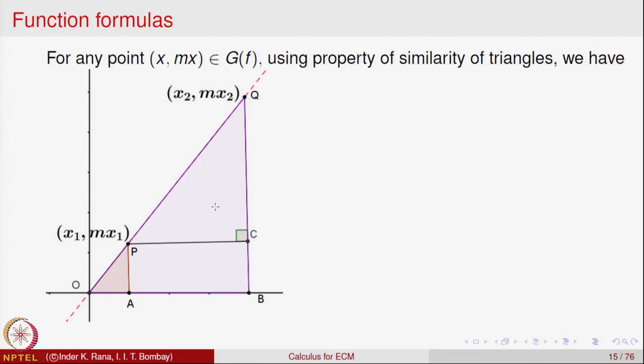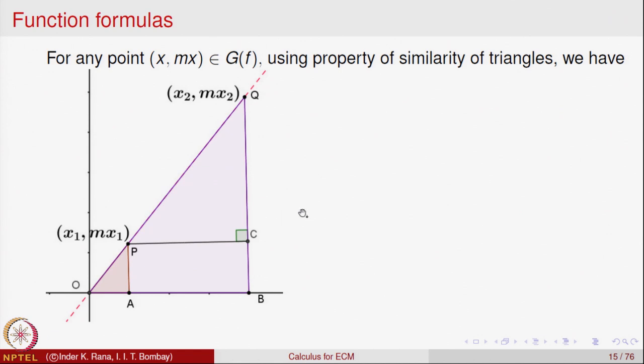What does similarity of triangles mean? Similarity of triangles says that the ratio of the corresponding sides are equal. So, PA by OA is same as QC by PC, right. So, what is PA by OA? That is m x1 divided by x1, that is m, right, and m x2, this point is m x1. So, what is this height? That is m times (x2 minus x1). This base is equal to m times (x2 minus x1).